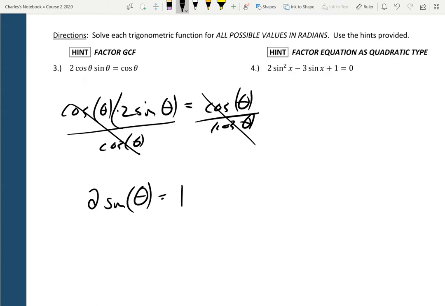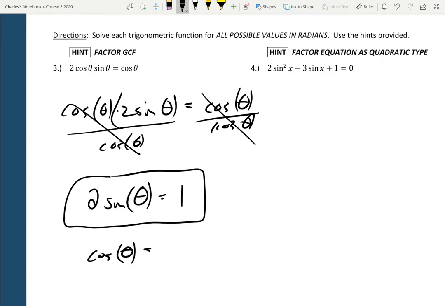But keep in mind that when I divided by this, I eliminated the possibility that cosine theta is equal to 0. So there are possibilities that this yields, but another possibility that I should keep in mind when I divide everything by cosine theta is that if cosine theta is equal to 0, no matter what sine is, that's going to make that equation true.